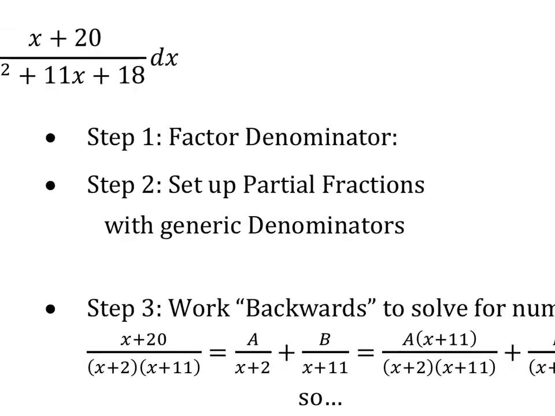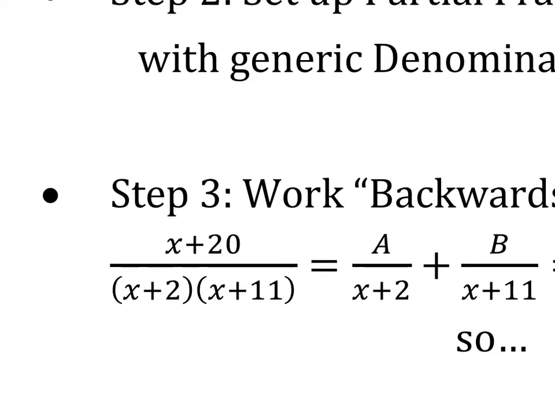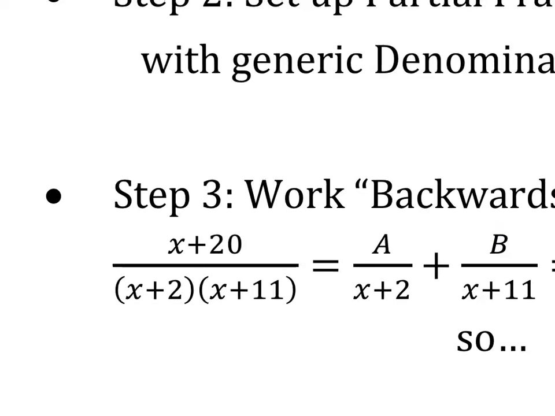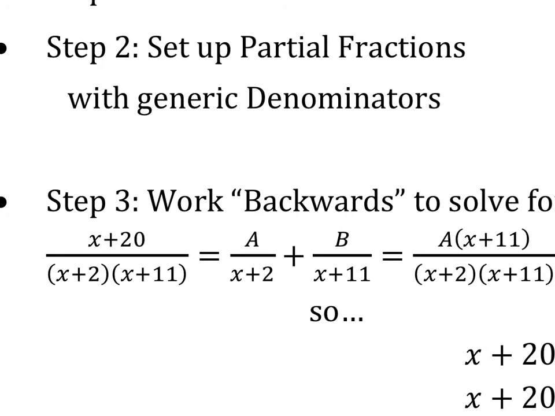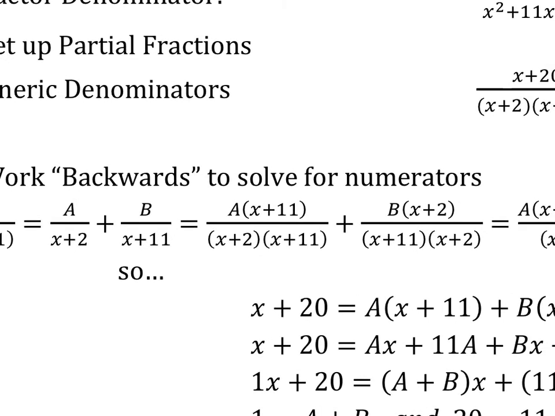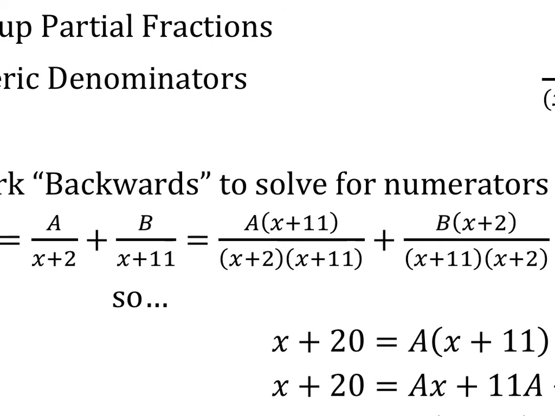Okay, so we're going to set this up. We want this to become this form. Make sense? A over x plus 2 plus b over x plus 11. Then, if we want to get a common denominator here, let's see. How would we make this into this? Well, we need to multiply this by x plus 11 on top and bottom, right? This times x plus 2 on top and bottom, okay? And that would give us this common denominator, right? So we're going to multiply by x plus 11 here, multiply by x plus 2 here.